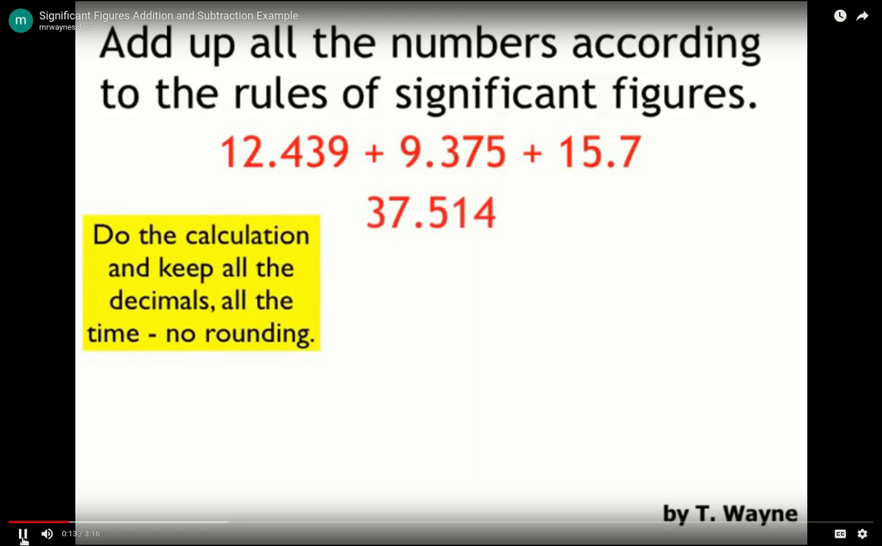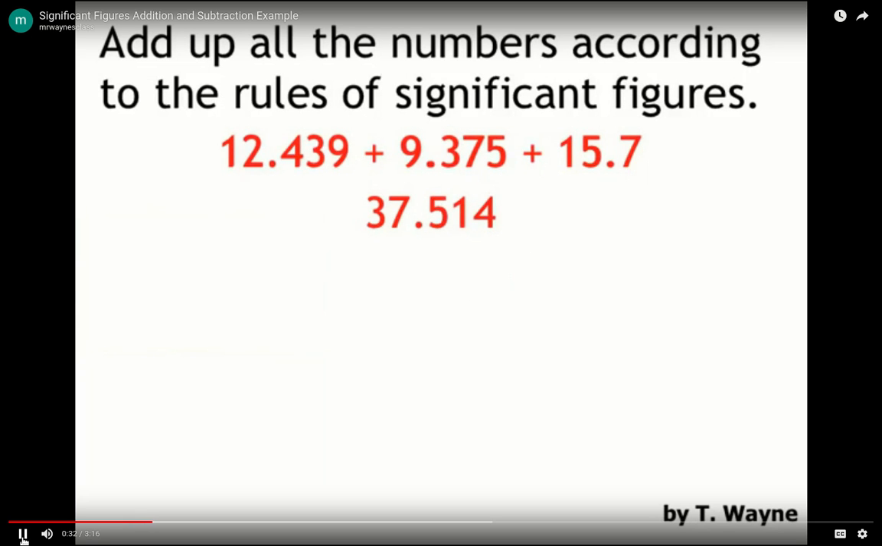Calculation, keep all the decimals in every single step. You get an answer with a whole bunch of decimals. Now when we apply significant figures, we're going to figure out where to round this number. So if we're going to round it to the tens place, the ones place, or all the way down to the thousands place. So we're going to figure out where to round this number using the rules of significant figures after we've already done the calculation once.